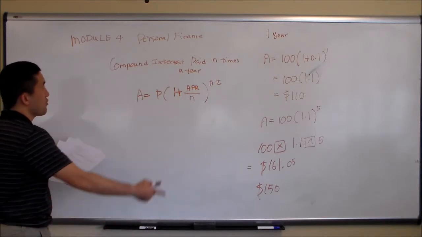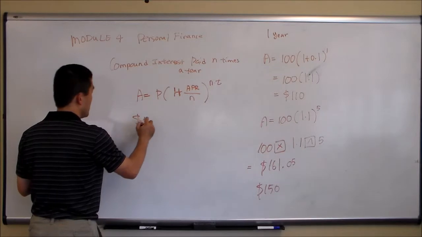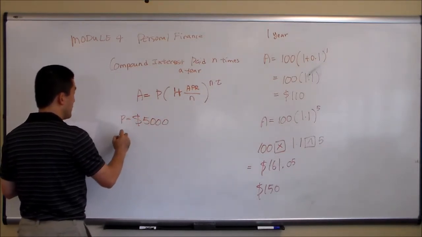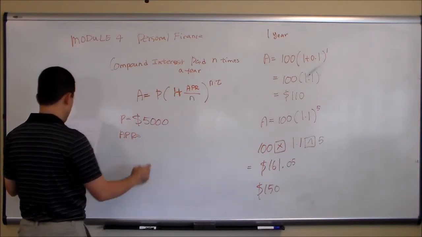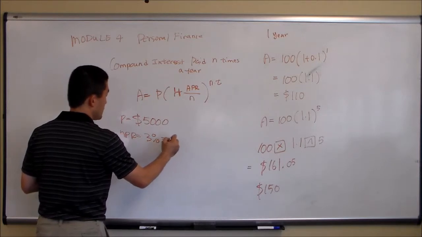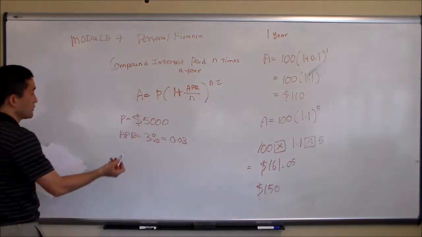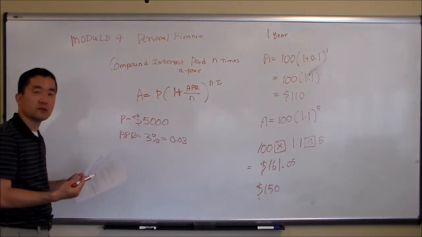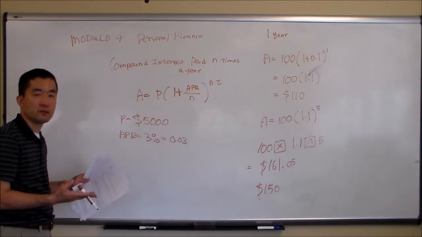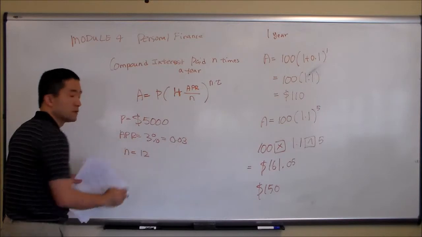So this is easy to show with an example, so let's do one. Let's say you borrow $5,000, that'd be the principal, at the rate APR of 3%, which is 0.03. Monthly, so here's what you have to figure out, what does it mean monthly? Well, monthly means 12 times a year, so n will be 12.